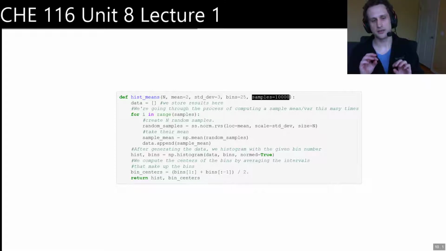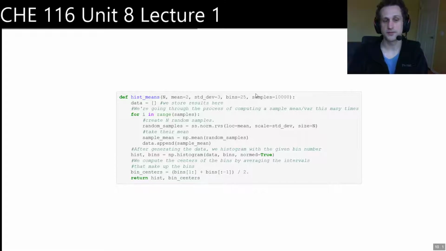I want to look at how X bar is distributed. So I'm going to do this process a whole bunch of times so I can histogram it. This has nothing to do with how you would actually take samples. Like this samples here, it's a misleading number. It's not the actual samples for computing the sample mean. This is how many times I'm going to repeat this process.